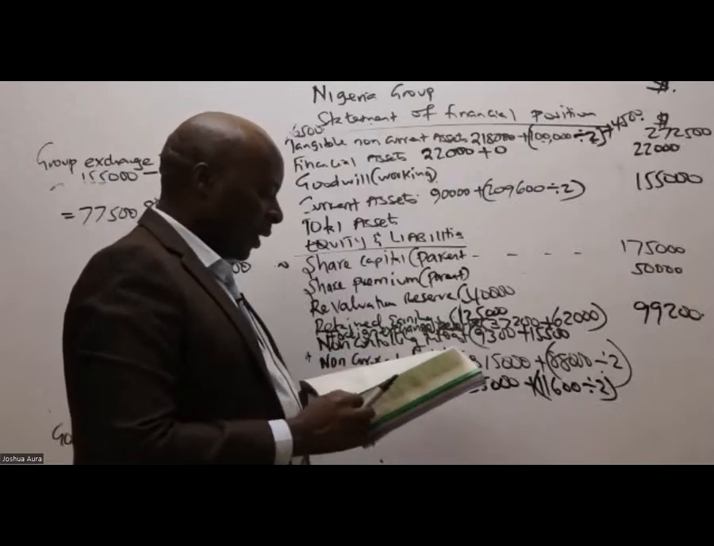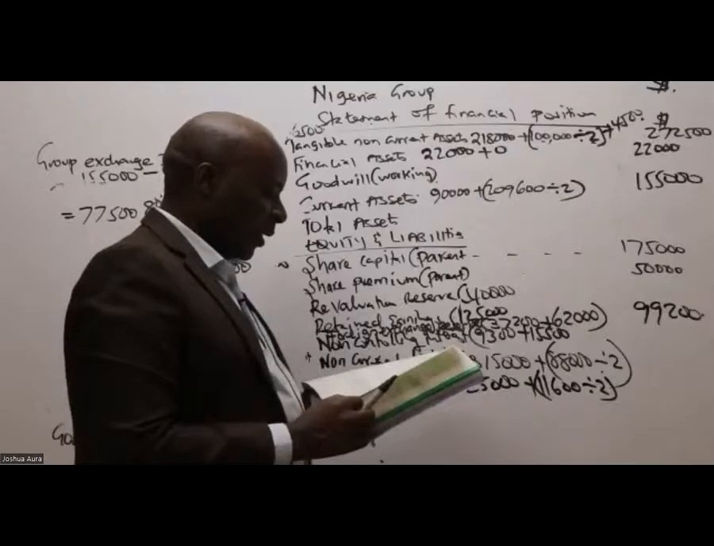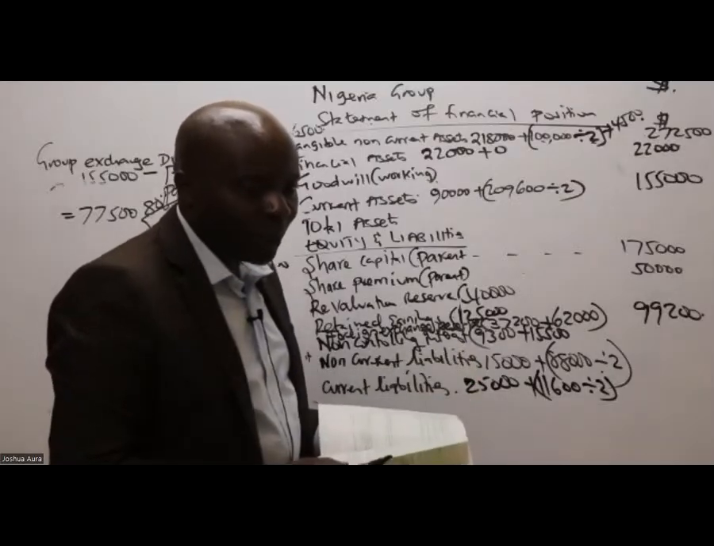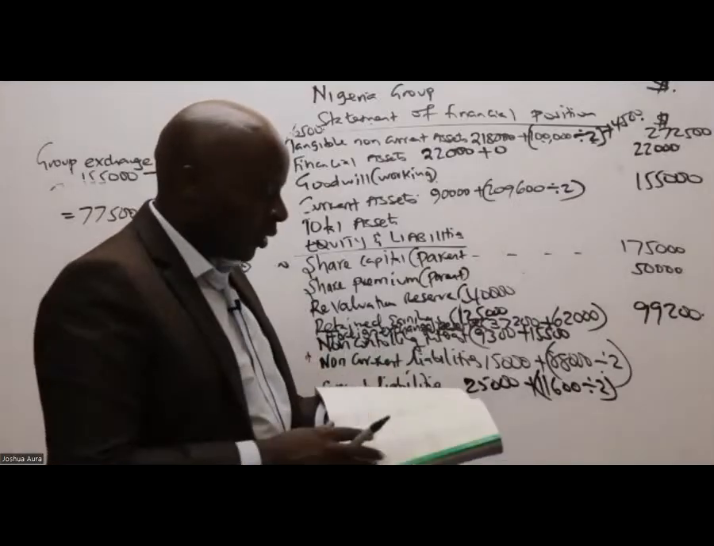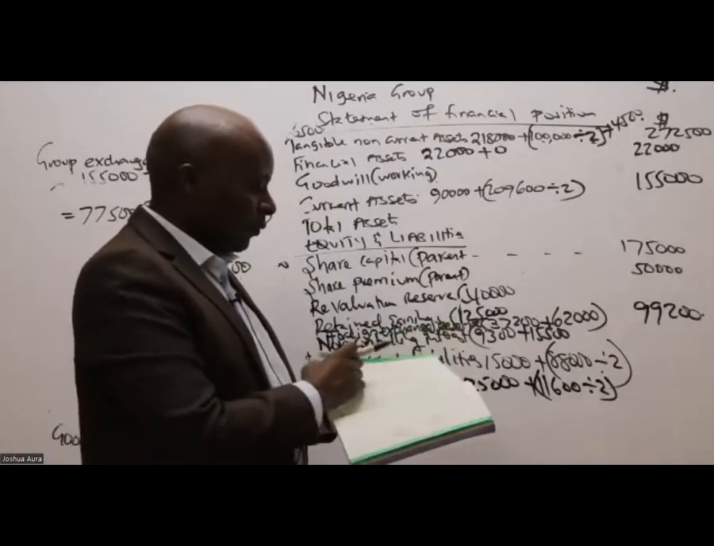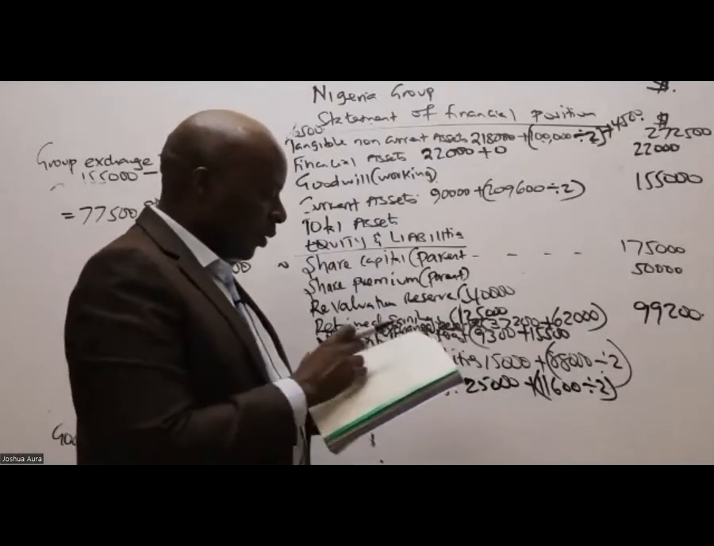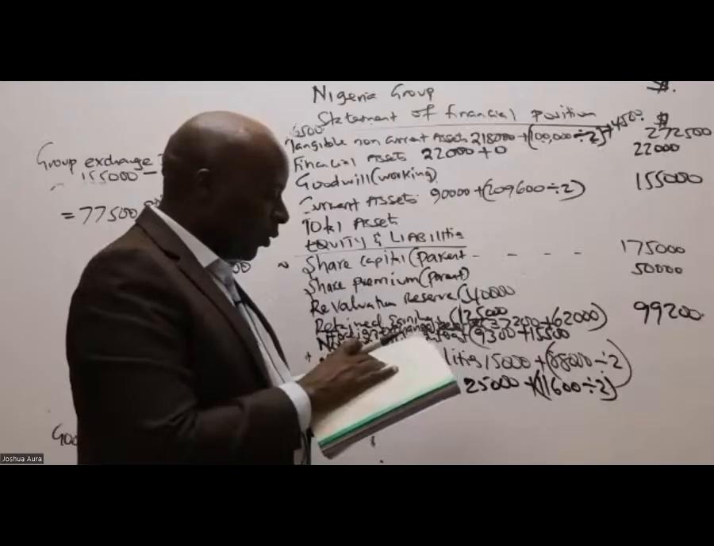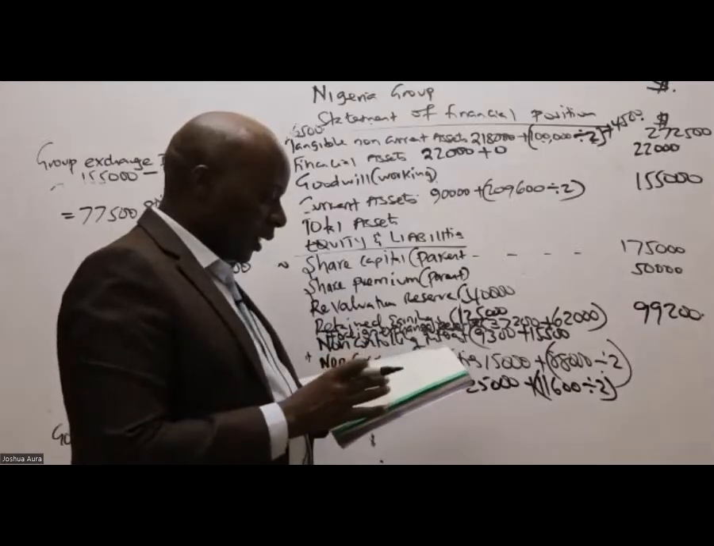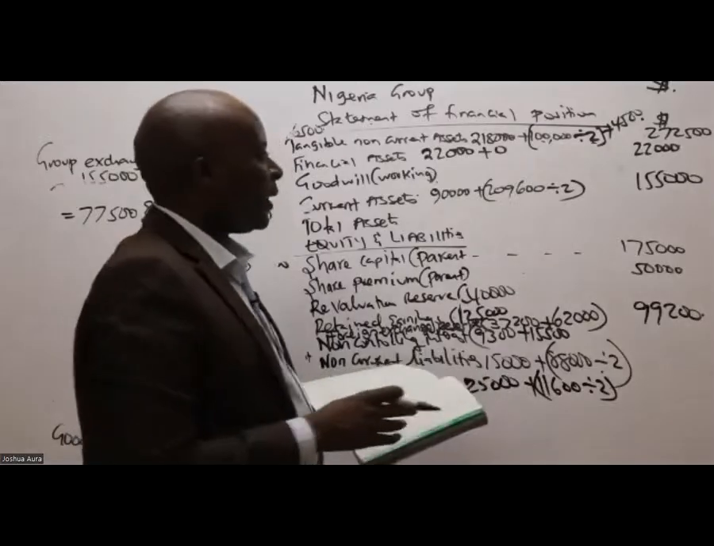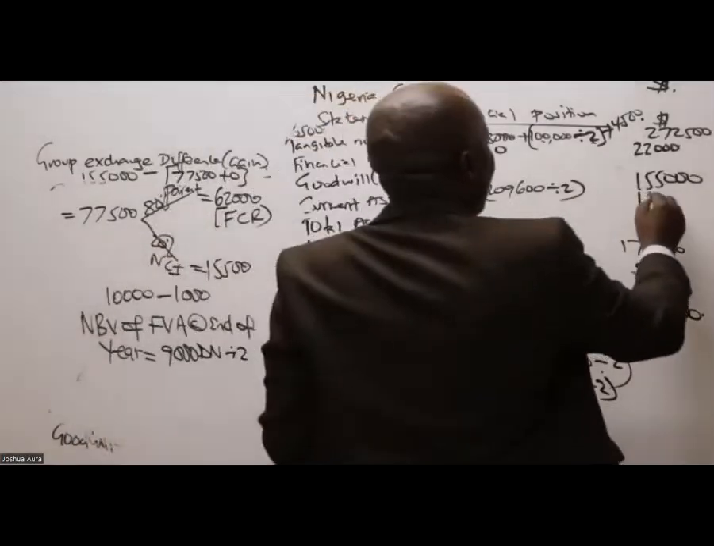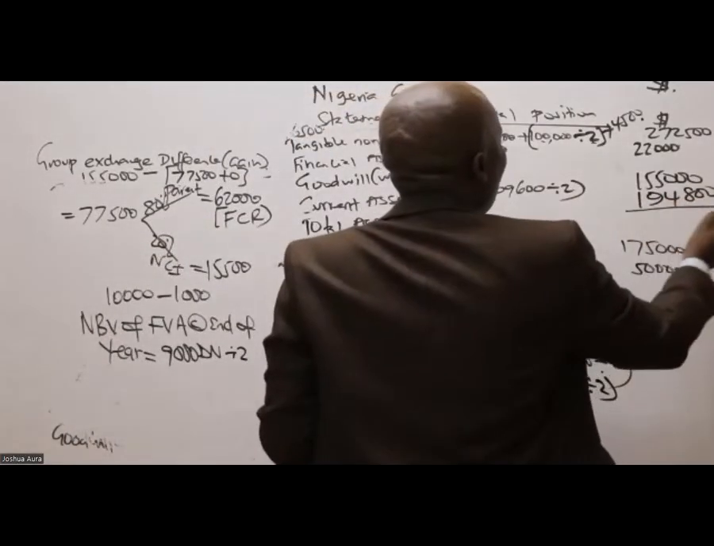Is there somebody who is able to give us the current assets? They say it is 194,800. Current assets are 194,800. So come and give me the total.